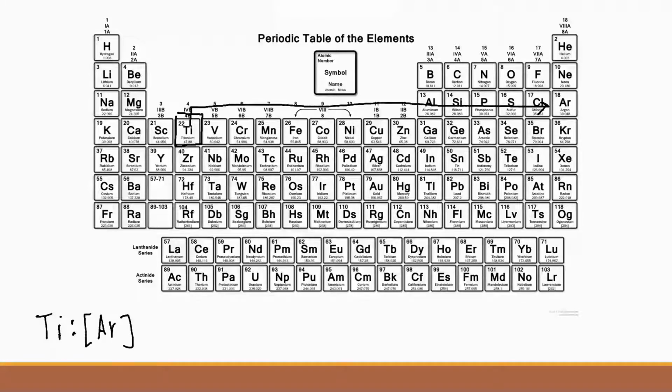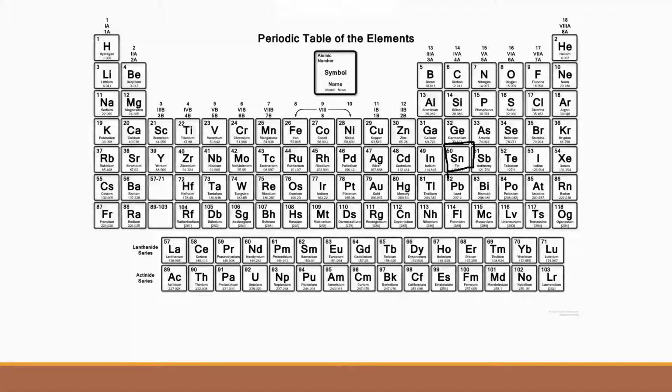After argon, you can see that we hit the fourth row. This is going to be 4s2. And then we reach 3d for titanium. So the noble gas configuration for titanium is argon 4s2 3d10. We can work on a couple more examples. Let's go even lower on the periodic table. Let's say we were working with tin, Sn.